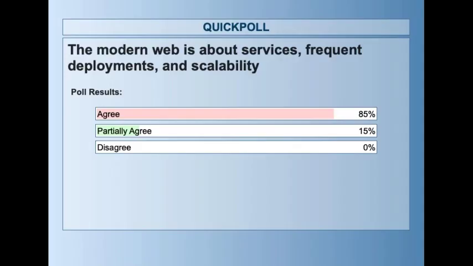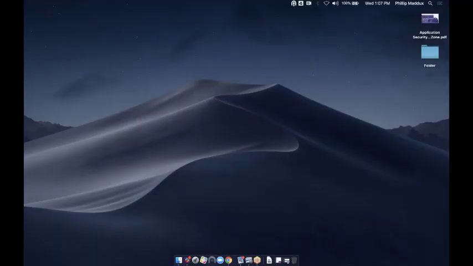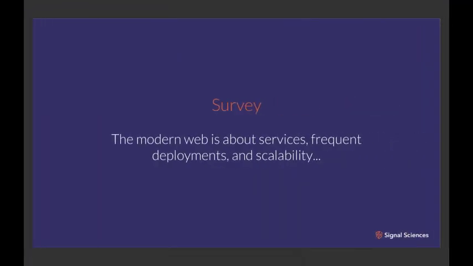And here are the results for that poll. Great. Cool. So 85% agree, 15% partially agree, and at least there's 0% disagreeing. So at least I think I'm still on the right track with things. All right, I believe my slide should be displaying again, but if not, please let me know.